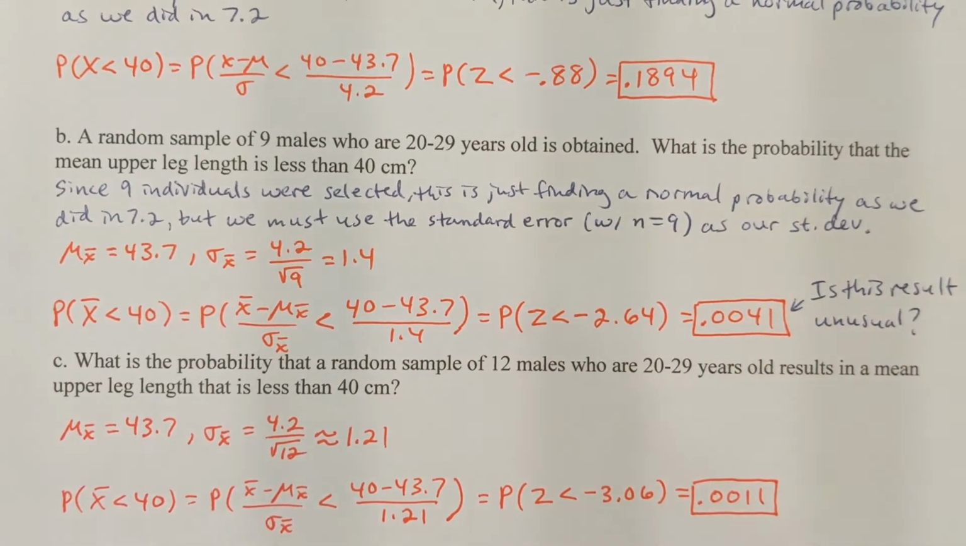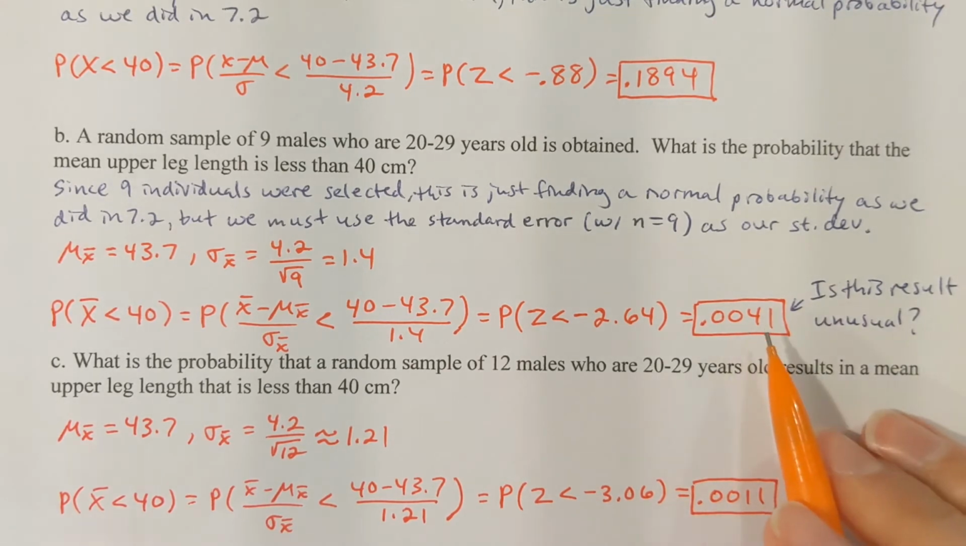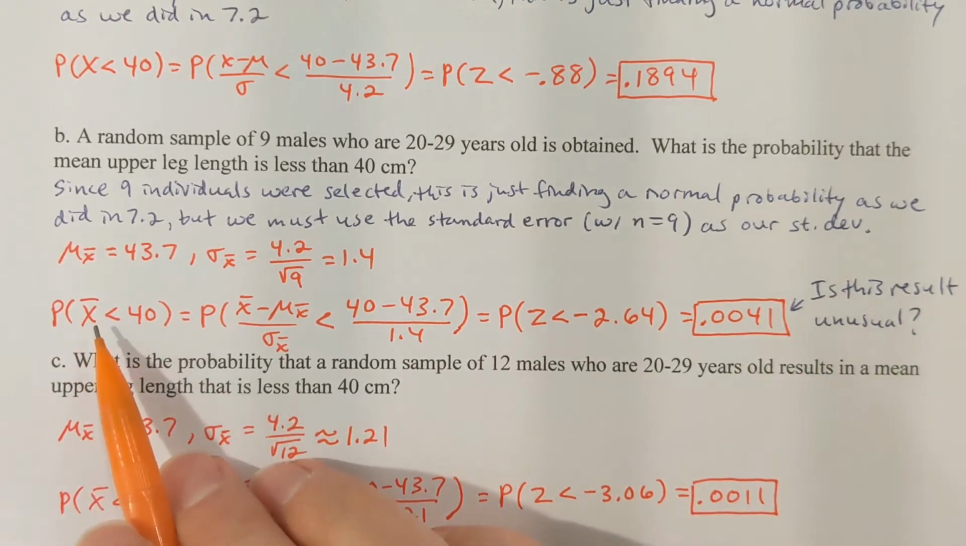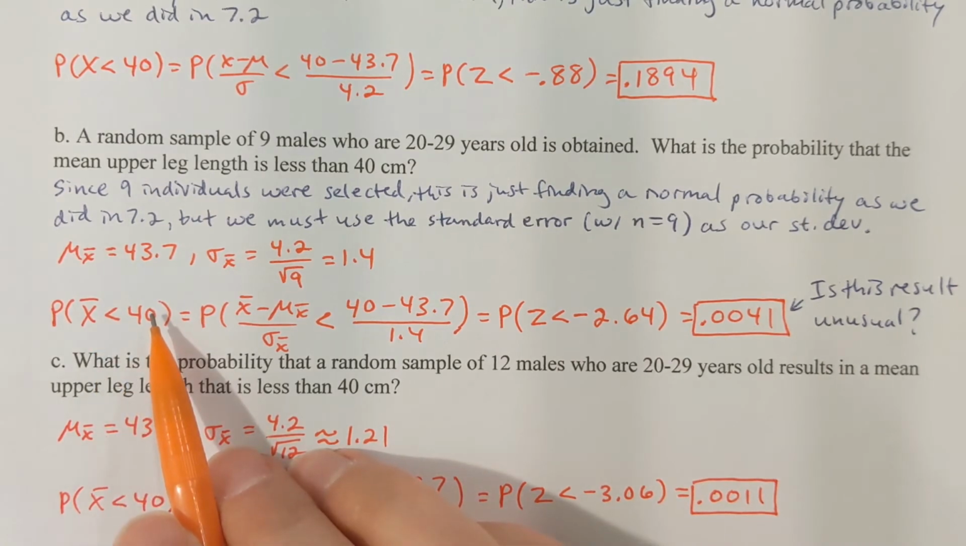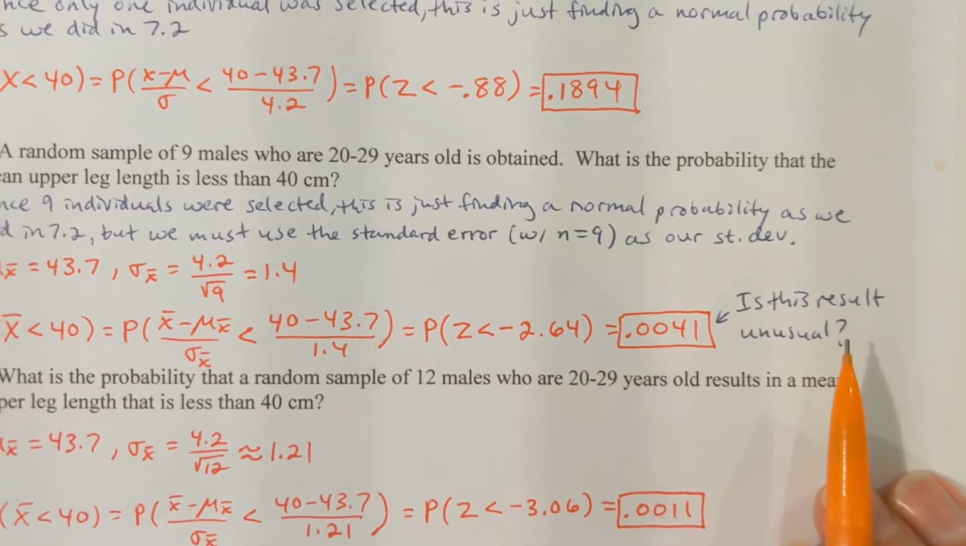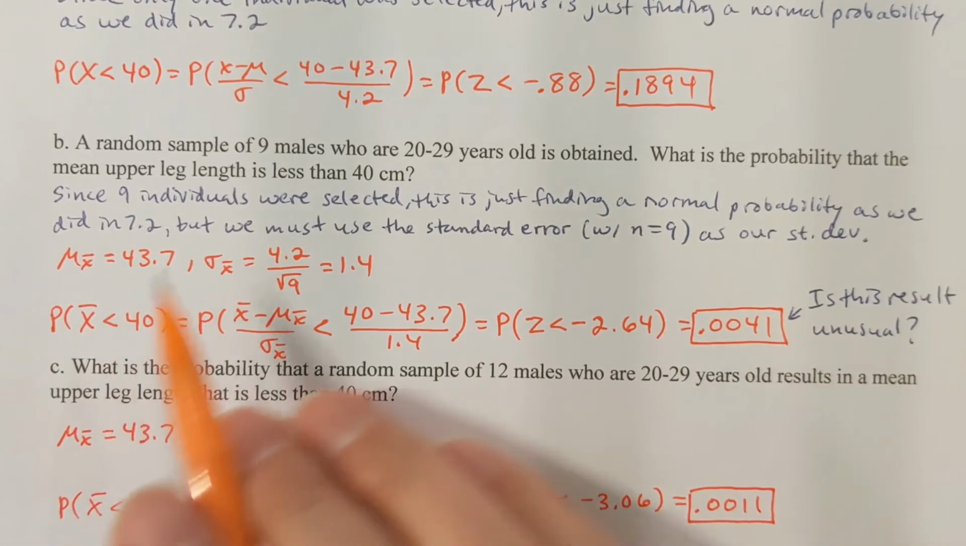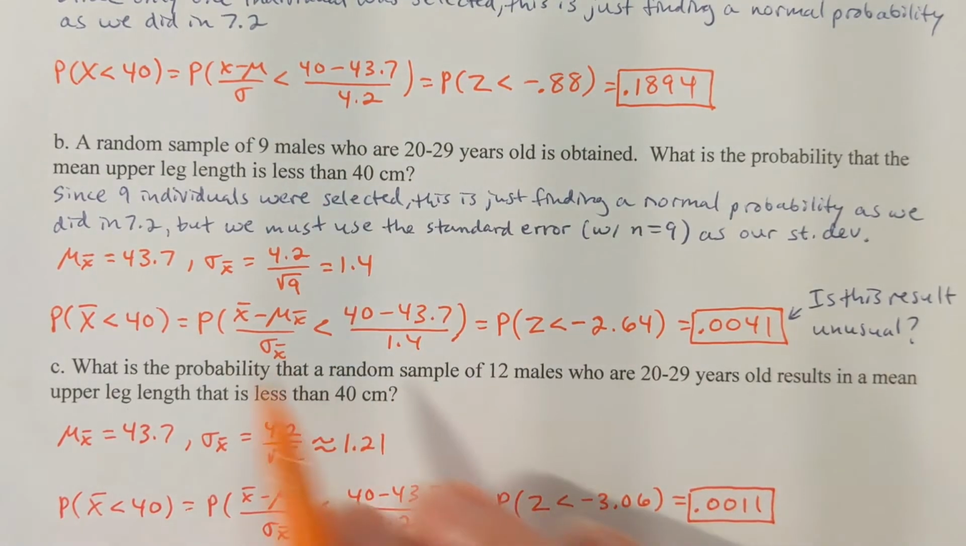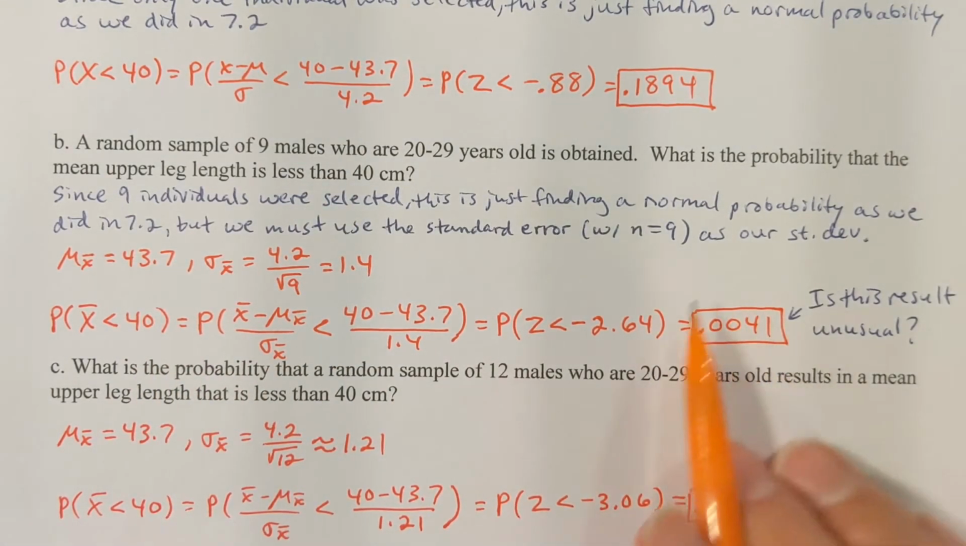So the interpretation here would be to say that if we were to select 9 males of this age group randomly, and compute the upper leg length for each one, and then find the mean of those 9 numbers, there would be a 0.41% chance that the mean of those 9 numbers is going to be something less than 40 centimeters. So that would be very unusual for the sample mean of these 9 numbers to be less than 40 centimeters. Okay, this is a very small probability.